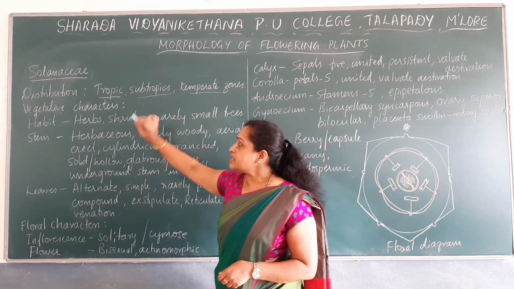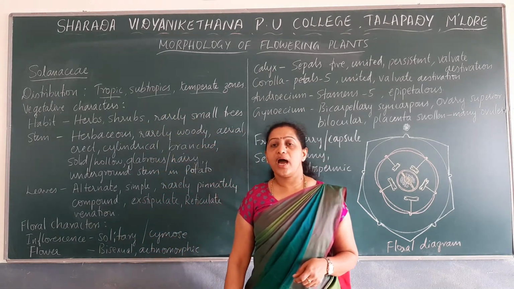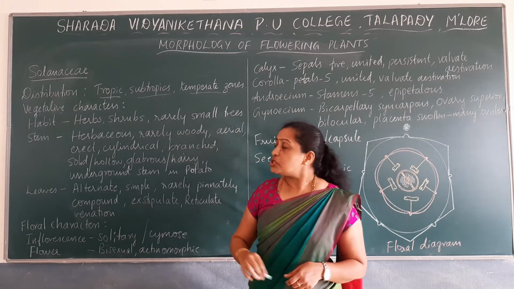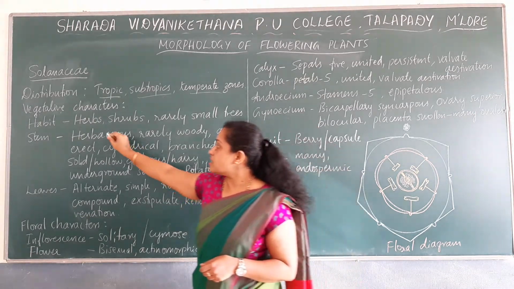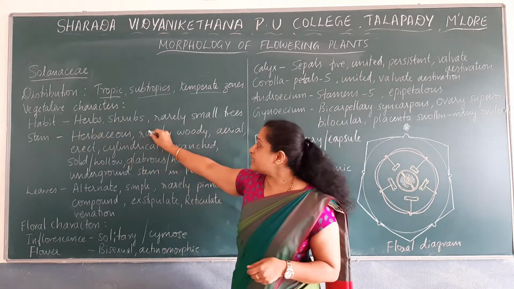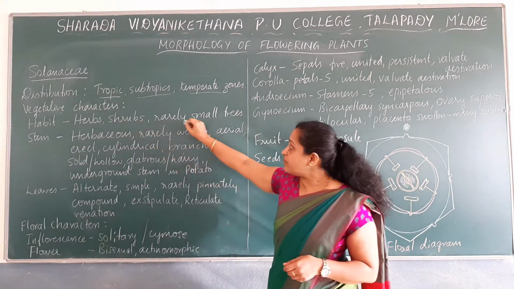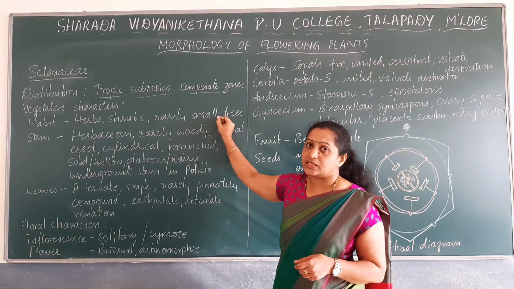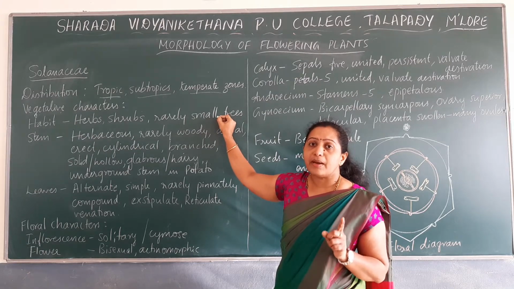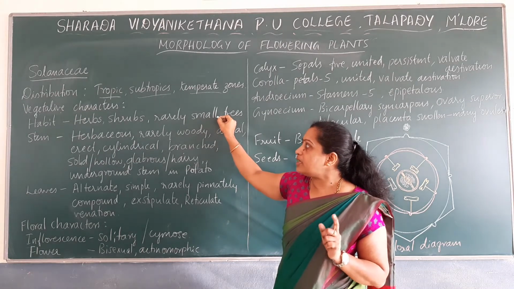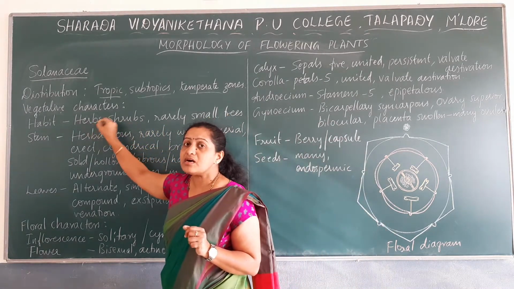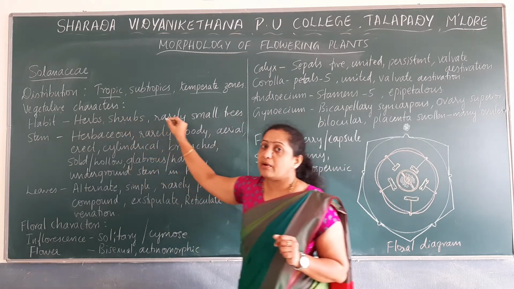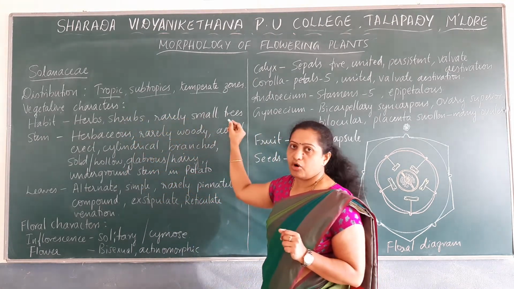Now, what is the habit of the plant? Habit is the form of a plant. There are certain plants which are herbs, there are certain plants which may be shrubs, and there may be rarely very small trees. That indicates that the members included under family Solanaceae mainly may be herbs or shrubs, and very rarely they may be small trees.